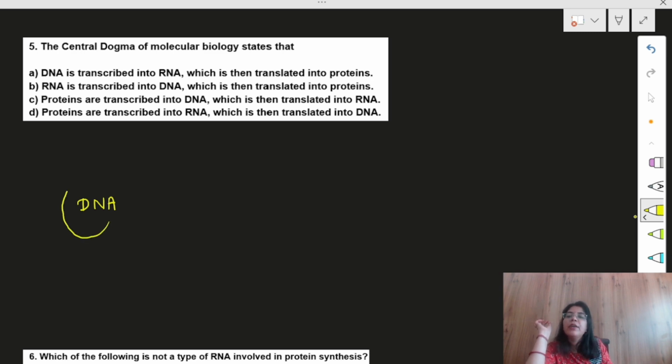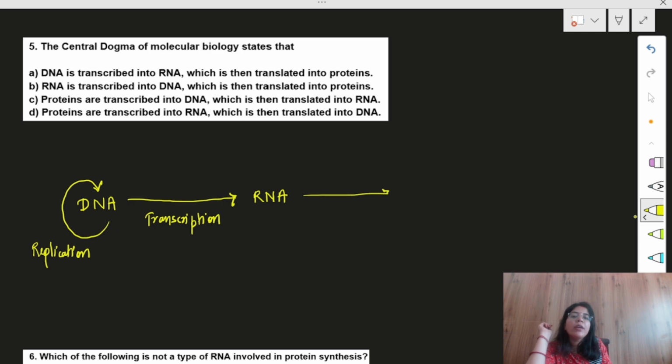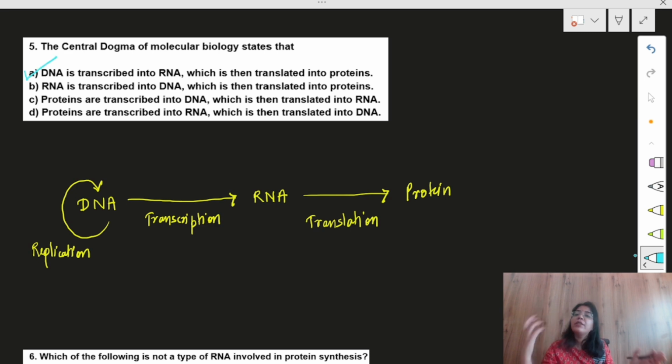From a DNA, we can make one more DNA by which process? Replication. From DNA, we can make RNA by which process? Transcription. From RNA, what can we make? Protein. What is the mechanism? Translation. If you know this, then you can find the answer very well. This is called the central dogma of life, which connects every living organism on the planet. Every living organism follows this only.